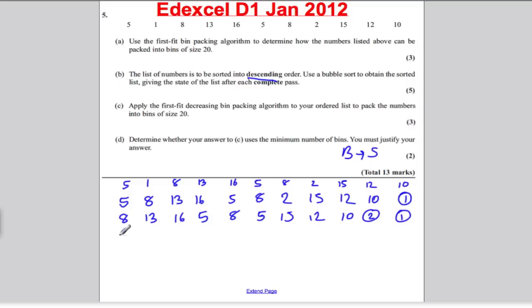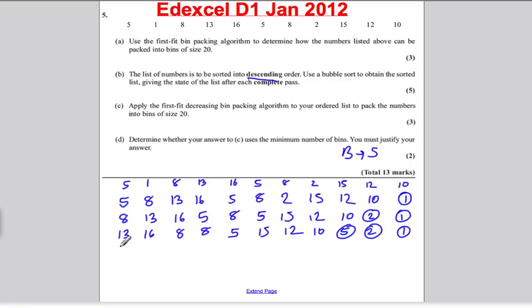Okay, next, do we need to make a swap? Yes. 8 and 16, yes. 8 and 5, no. 5 and 8, yes. 5 and 5, no. 5 and 15, yes. 5 and 12, yes. 5 and 10, yes. And 5, the next smallest number has made its way to the back. Now this 5 is going to make its way to the back.